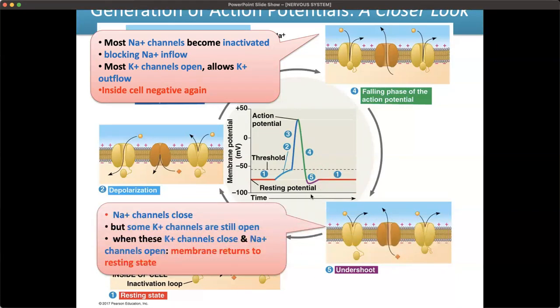And then the undershoot over here, which is the purple one, the one that I told you just now: the sodium channel is going to close, because you're only allowing the potassium channel to open. But some of the potassium channels are still open. Why? As I said, the closing of the potassium channel happens quite slowly. So too much potassium flows out, making it more negative than the resting potential. So when these potassium channels close and sodium channels open, the membrane is going to return to the resting state. The resting state, remember, is aided by the sodium potassium pump, where 3 sodium go out and 2 potassium flow in, making sure it is maintained at the resting potential over here.